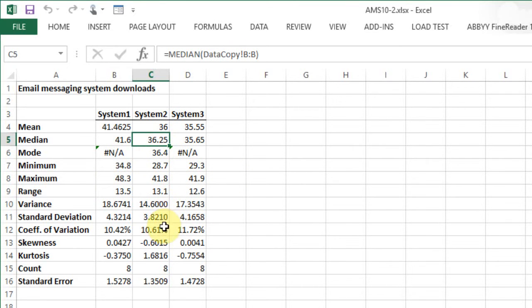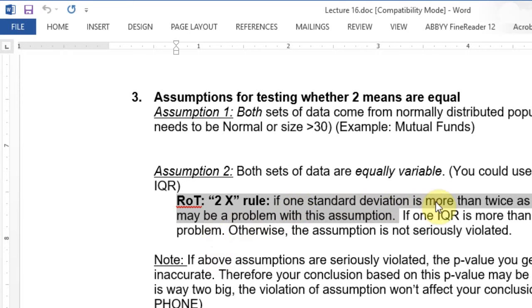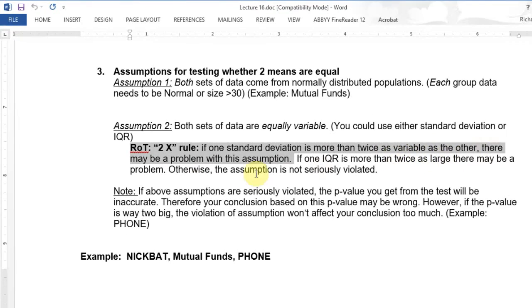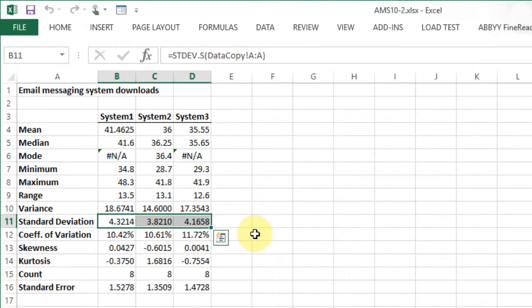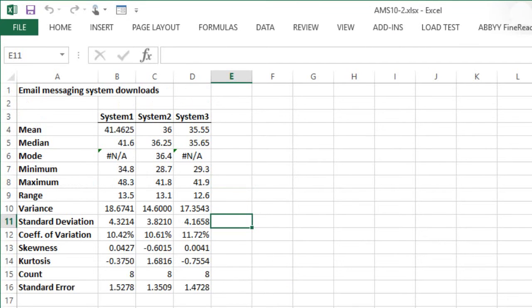We notice the variance is lower. I don't know what that means. But then the skewness and kurtosis for system 3 are both between -1 and 1, so we would assume that data is normal. When we look at the standard deviations here, if we use the 2 times rule, we see that if one standard deviation is more than twice as variable as the other, there may be a problem. Doesn't look like that's a problem here. And so that looks good.